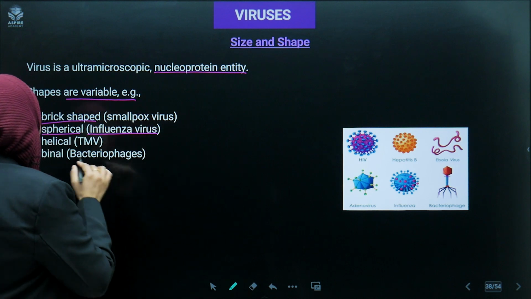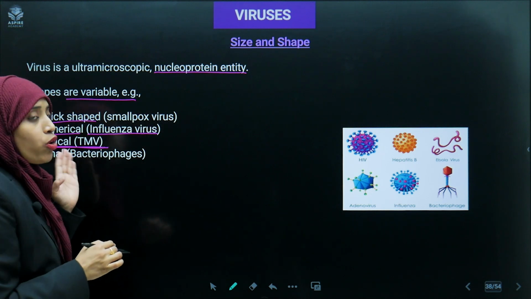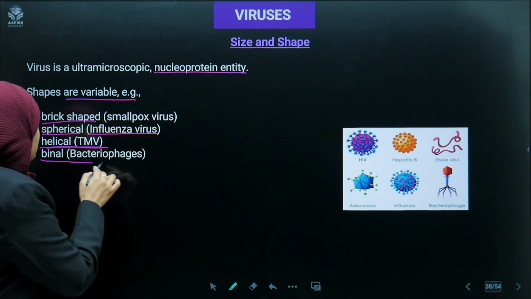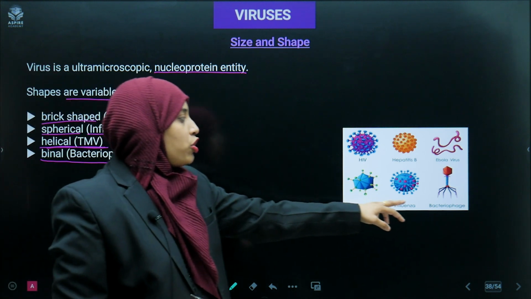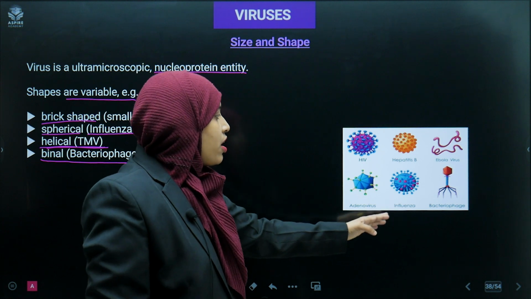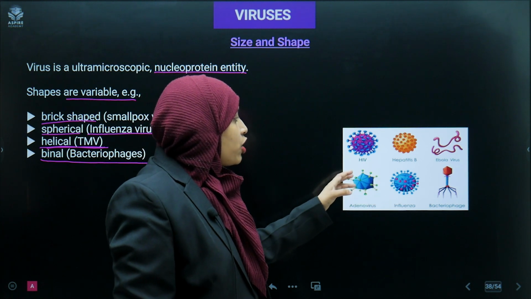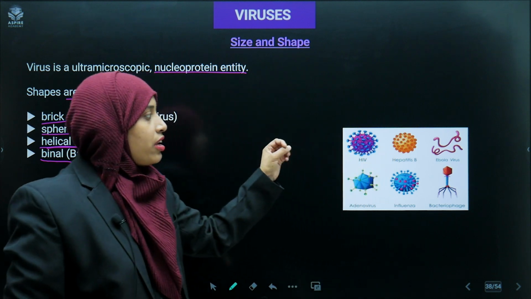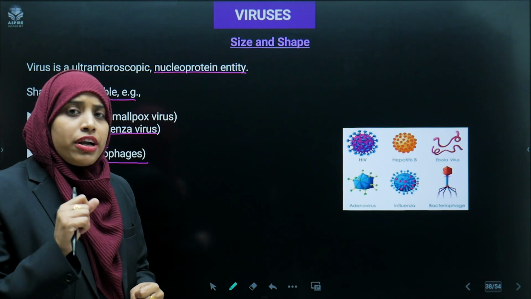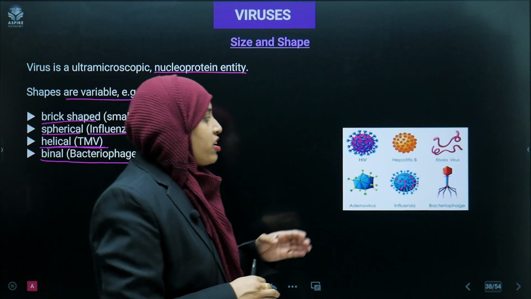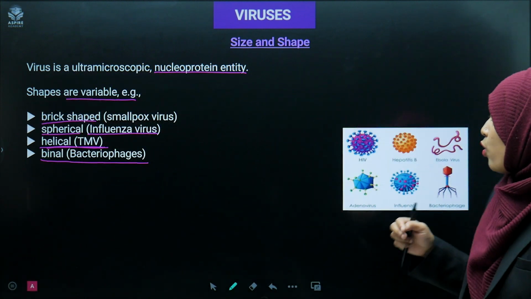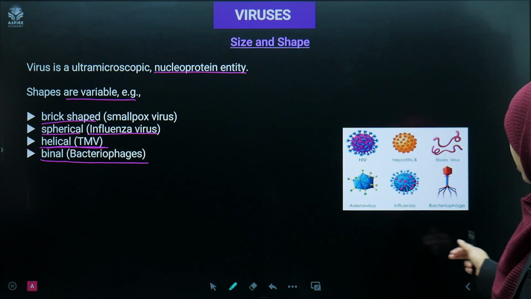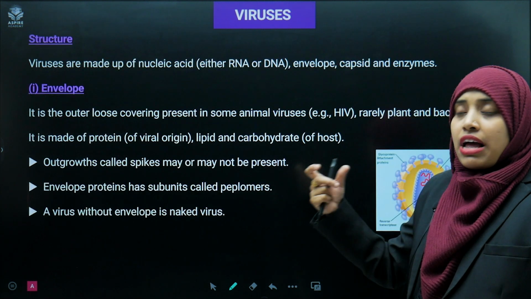ठीक है, and helical shape में आ जाता है tobacco mosaic virus, TMV. Okay, now binal, that is bacteriophage. ये bacteriophage का structure different है. Influenza, then this is adenovirus, then HIV, hepatitis B. ठीक है, ये सारे viruses, they are little bit differing in the structure and the size, shape. Now, even Ebola virus, we can say elongated hai. Okay, so this was the size and the shape.